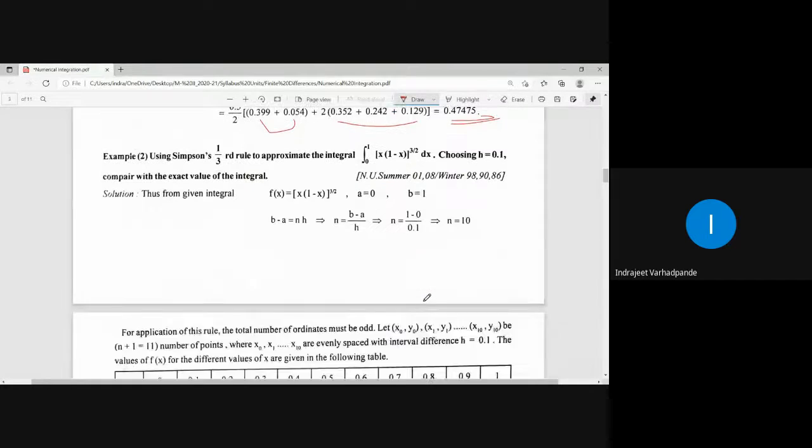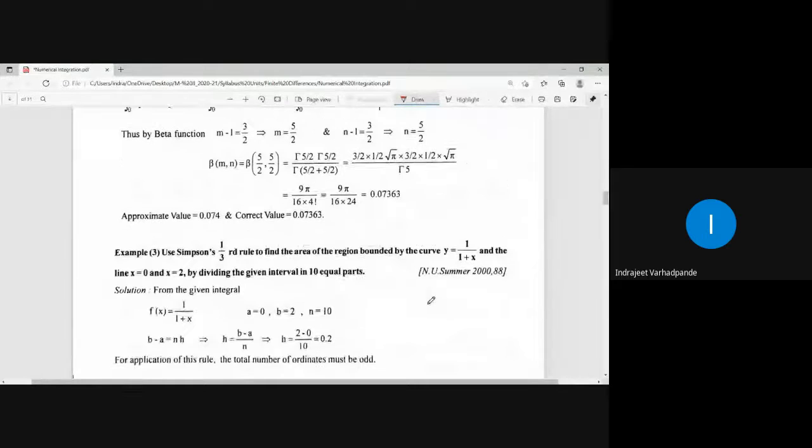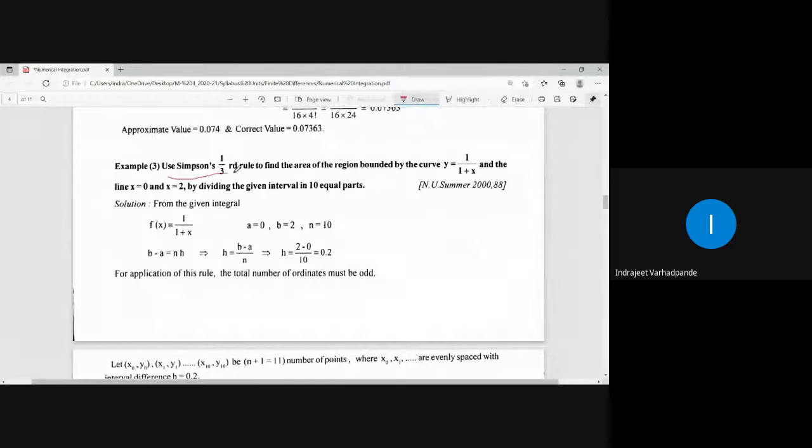Similarly for Simpson's 1/3, one easy example we see so that you can move ahead with the other problems. Use Simpson's 1/3 rule to find the area of the region bounded by the curve y is equal to 1 upon 1 plus x and the lines x equal to 0, x equal to 2, by dividing the given interval into 10 equal parts. 10 equal parts means the value of n is equal to 10. Bounded by x equal to 0 and x equal to 2 means lower limit a is 0, upper limit b is 2. The original given function y is equal to f of x is 1 upon 1 plus x.